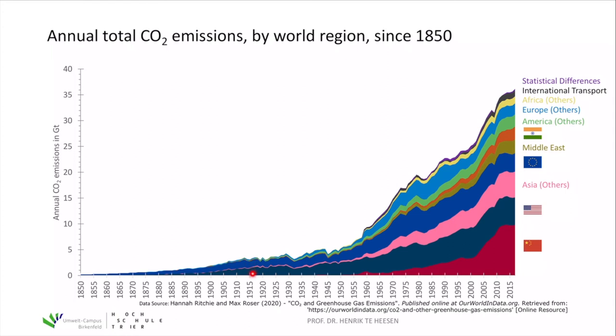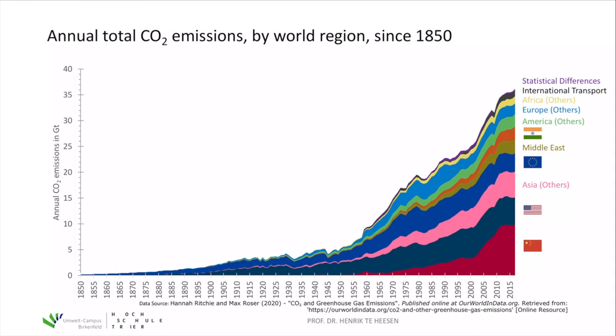You see the United States, with the end of the 19th and beginning of the 20th century, with the increase of industrial development and a fast increase of their annual CO2 emissions. What you can also see is that China today has the largest share, with the beginning of this century, with a fast increase of emissions due to industrial development.